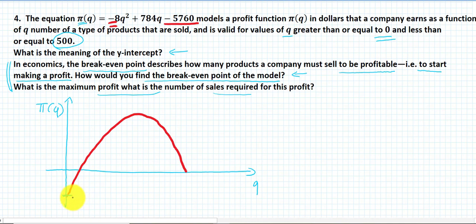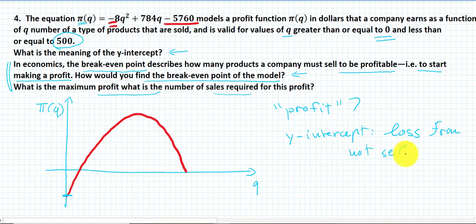Well, this is the profit, but what does it mean profit when it's negative? This is a profit you're making if you don't sell any item. So you're losing money, right? Because you need to come up with a product. Maybe you're making it, maybe you're buying it from a bigger seller, but you're losing money. You've invested money to sell something, but you're losing money because you haven't sold anything. So the y-intercept represents the loss from not selling any product, right? Any product. Because the y-intercept, of course, is for Q equals 0. So you're not selling anything.